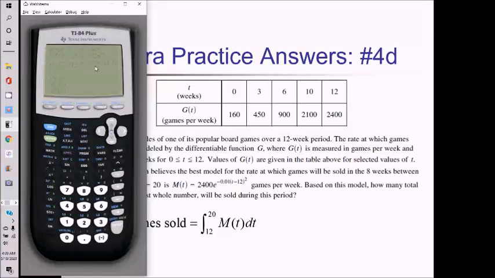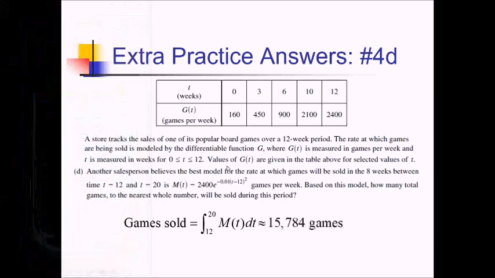Quitting out of there, we've got math 9 for integral. I'm going to go from 12 to 20, just like I did before. And this time I'm going to do alpha trace y2, because that's where I have m of t. Do a little dx there, press enter, and to the nearest whole number, that's 15,784 games sold in that time period.